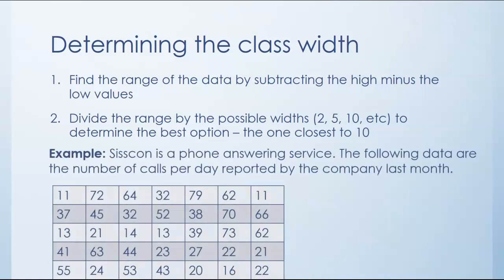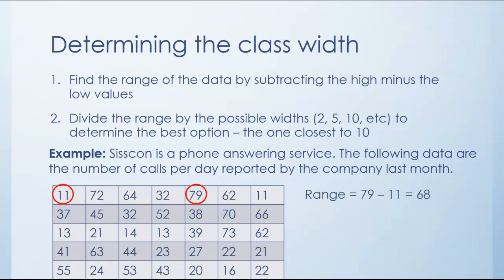So for example, I have this company, Syscon, a phone answering service. The following data are their number of calls per day reported by the company last month. So we have this wonderful amount of information. So what we need to find is the highest number of calls per day and the lowest number of calls per day for that month. So if you look through the data, hopefully you find the 79. That is our highest. And then our lowest is going to be 11. Now there's multiple 11s in here. That doesn't really matter. I just need to know the lowest.